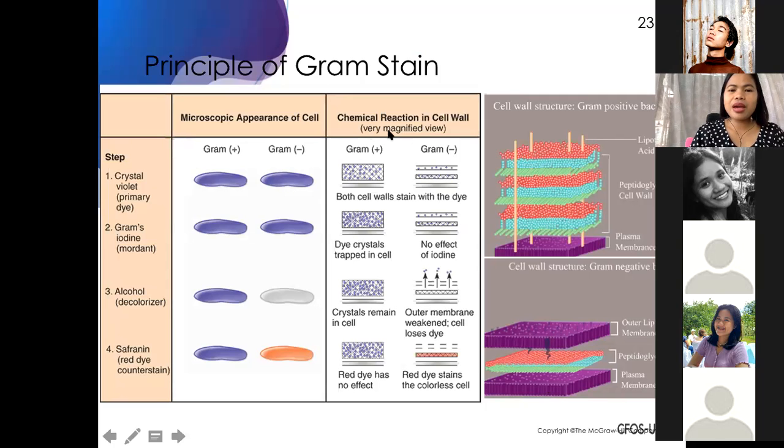So the chemical reaction in the cell wall here: upon addition of the crystal violet, both become purple. With the addition of the gram's iodine, or the mordant, it will form the complex here, but it has no effect or not much effect in gram negative bacterium. Upon the addition of the decolorizing agent, since no complex formed, the dye can easily go out of the cell wall, plus the lipid layer is dissolved.